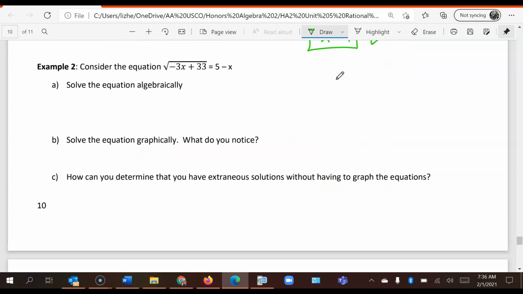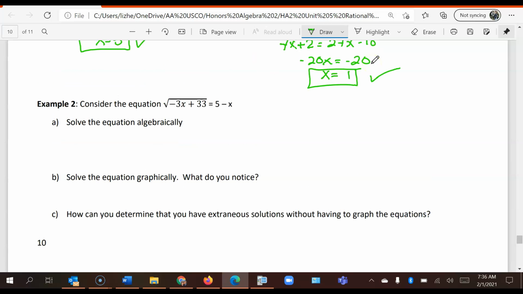Now we have this equation. Let's solve the equation algebraically. So let me show you what we're going to do. What we have here is our square root sign is already isolated. So we are going to go ahead and square both sides of the equation. So I'm going to square that, and I need to square this. Be very careful here. You need to put those parentheses, and you need to FOIL out 5 minus x.